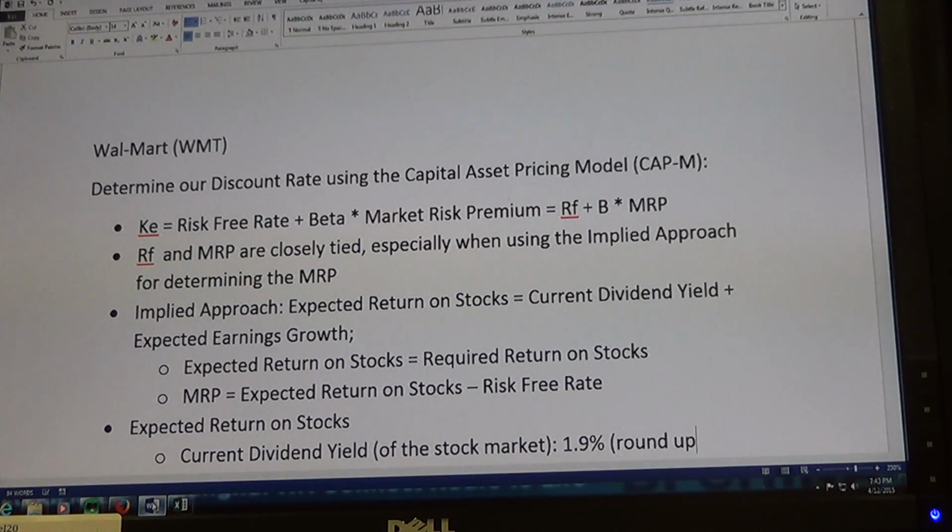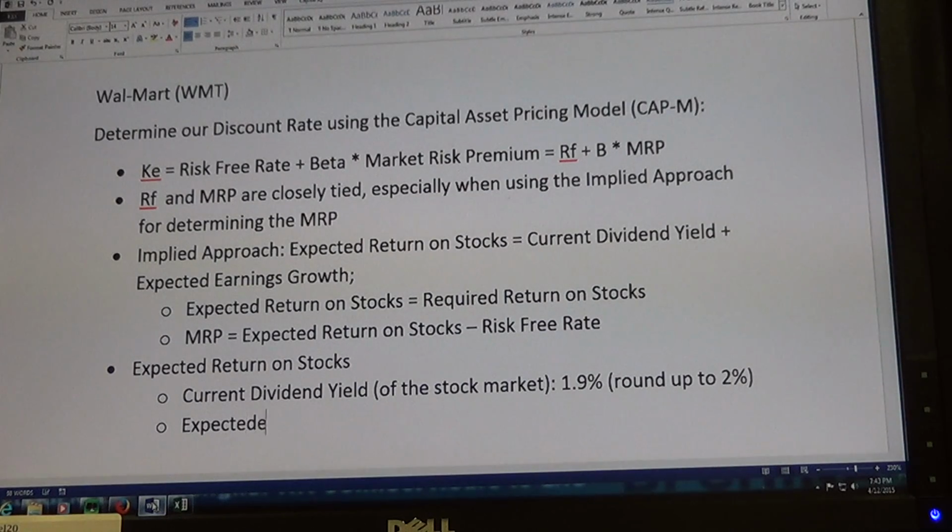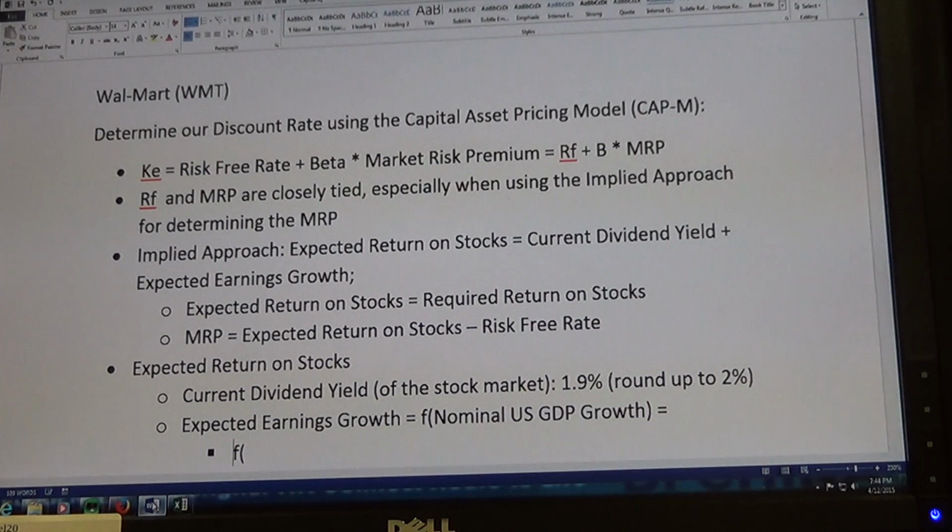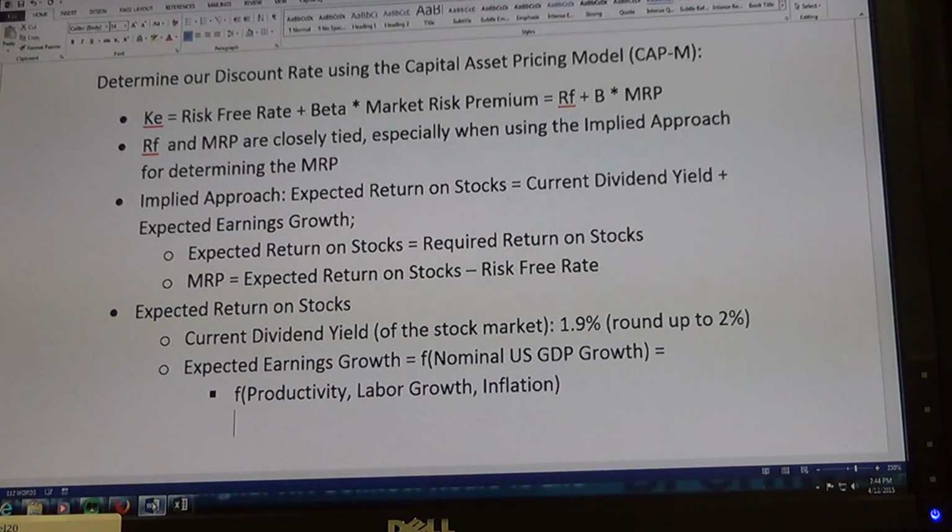I'm going to round up to 2% because we're using fairly round numbers in these broad assumptions. And then the expected earnings growth, I'm going to say should be a function of nominal U.S. GDP growth. As we saw in class, that is a function of productivity, labor growth, and inflation.